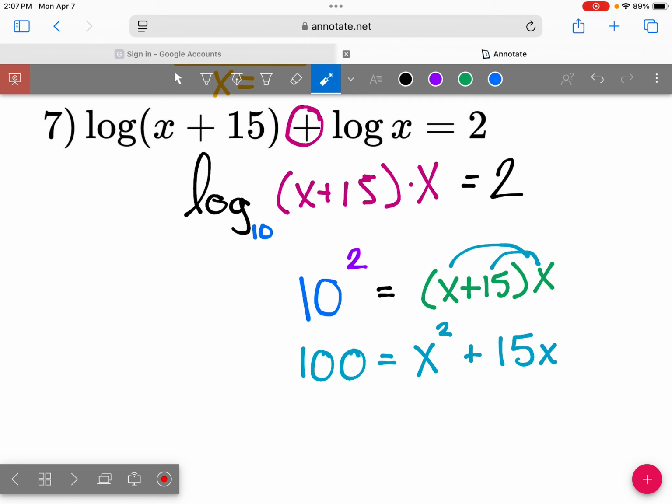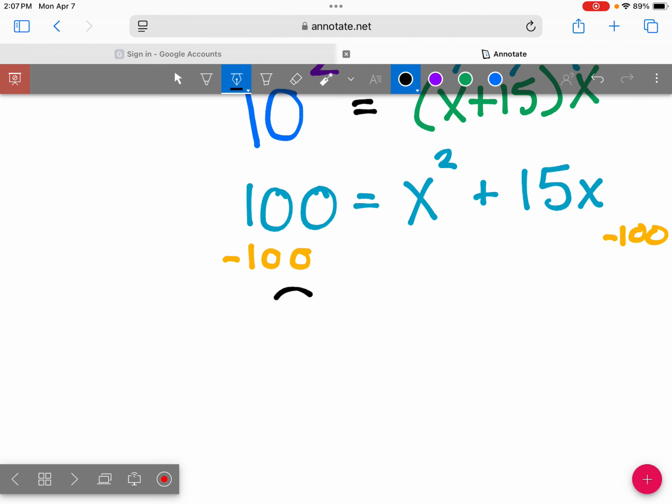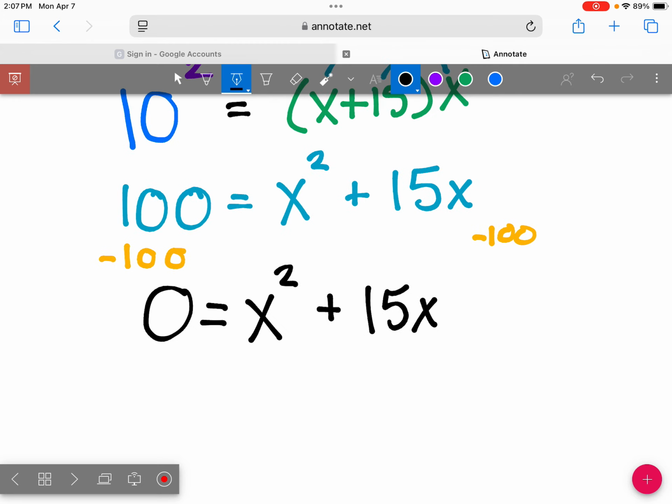What do I need to set this equal to first before I can factor? Subtract 100 on both sides. We need to subtract 100 on both sides because it has to equal 0 before we factor. So we're going to have our x squared plus 15x minus 100.